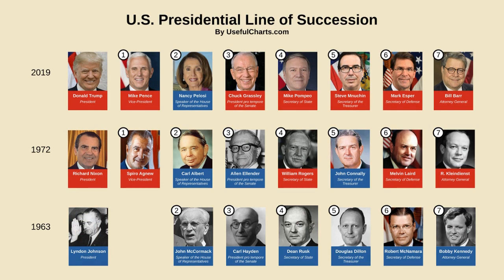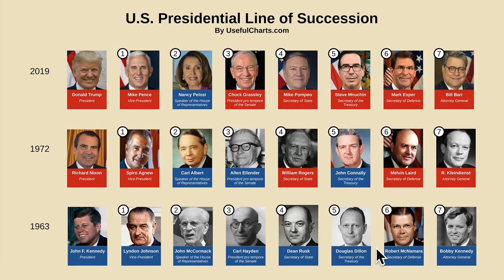For over 1 year after the assassination of JFK, the office of vice president was actually vacant, and therefore during that time, the Speaker of the House, John McCormick, would have been first in line. I'll also point out that the Kennedy administration was the only time in which a close blood relative to the president was in the line of succession.